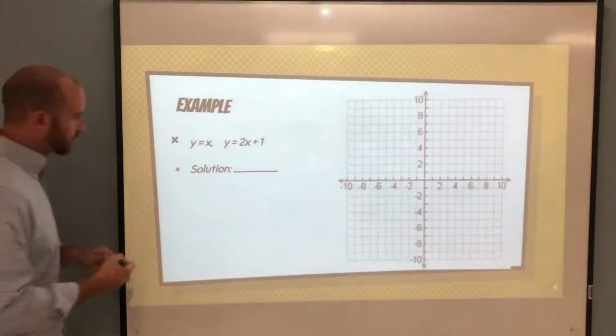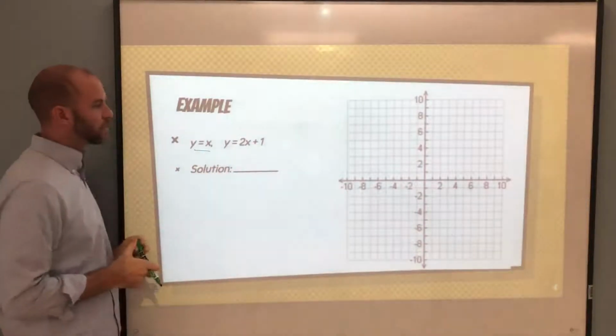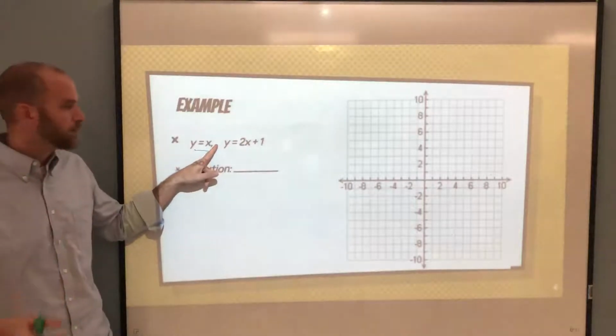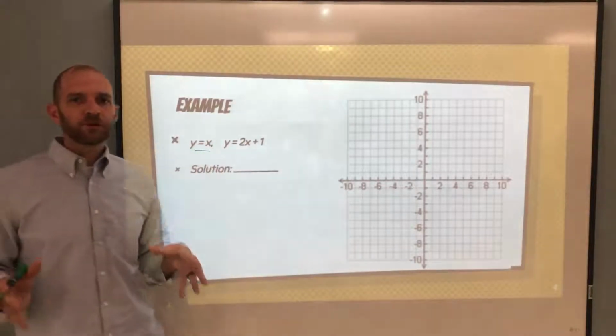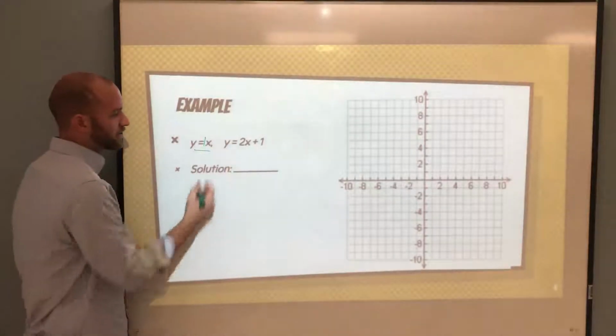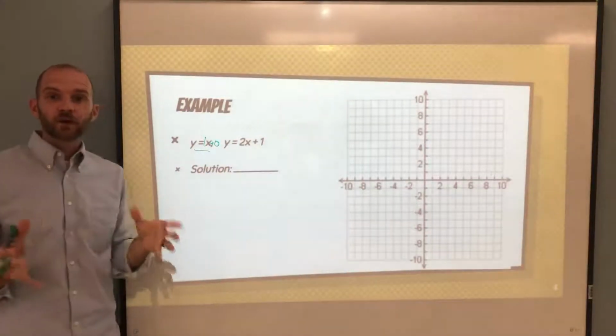In this first example, we've got the line y equals x. We'll graph it in green. Now, if we notice here, there's no y-intercept. There's no plus or minus some number. And there's no slope written in front of x. Because there's no slope written in front of x, we know that it is just 1x plus 0 would be another way to write that equation.